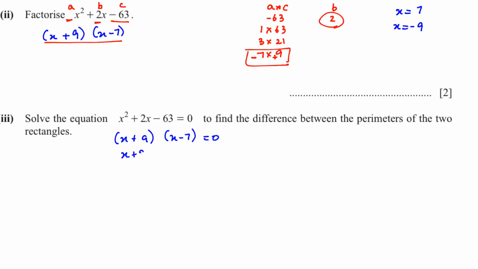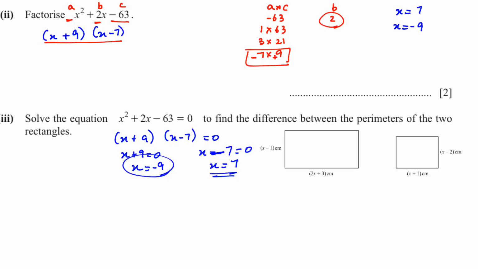Therefore, x plus 9 is equal to 0, or x minus 7 is equal to 0. x is equal to -9, x is equal to 7. Lengths cannot be negative, so that is cancelled. And we have got x is equal to 7. This is what we will substitute in place of x.